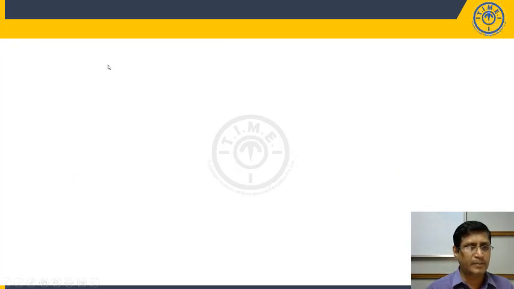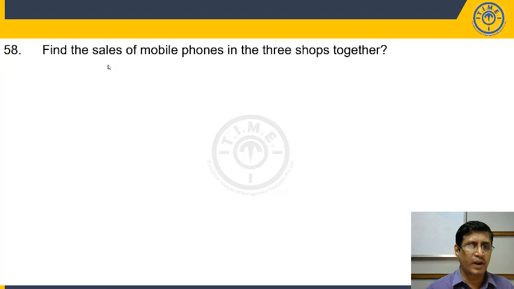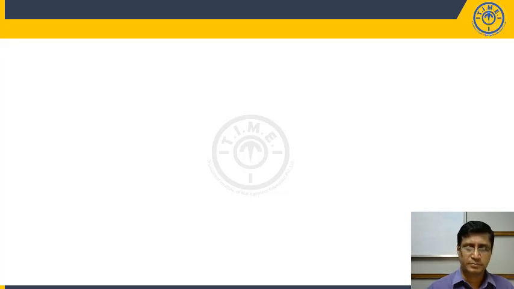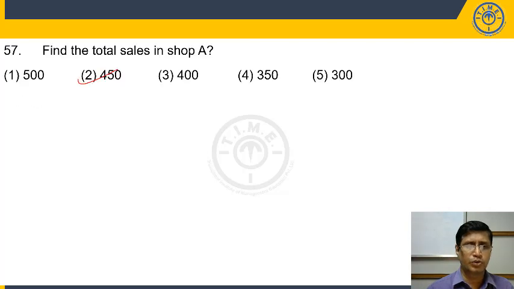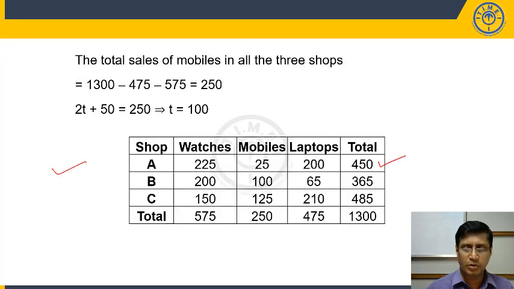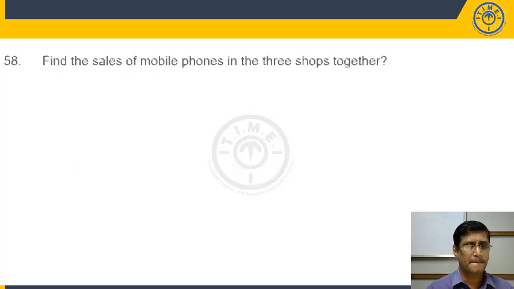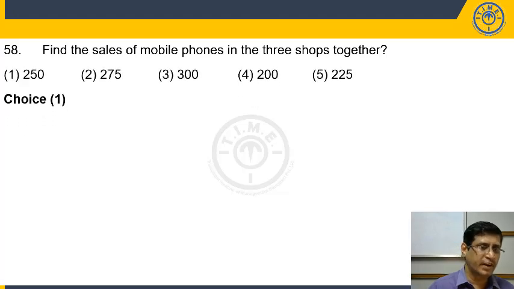Now look at the next example, question number 58. Find the sales of mobile phones in the 3 shops together. The total number of mobile phones sold from the 3 shops together is 250. So the right choice is option number 1, first choice.